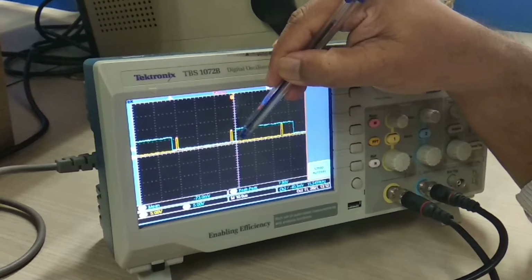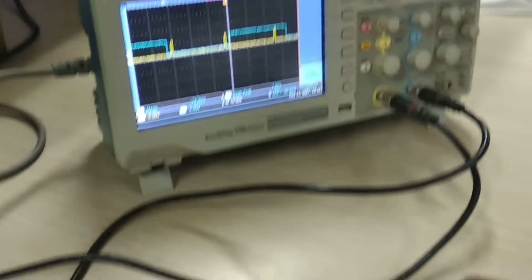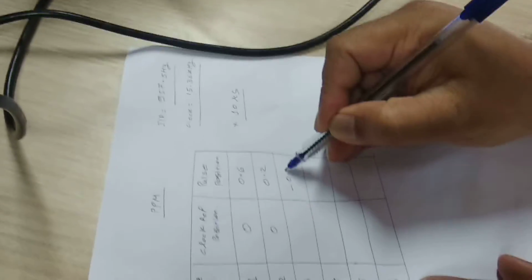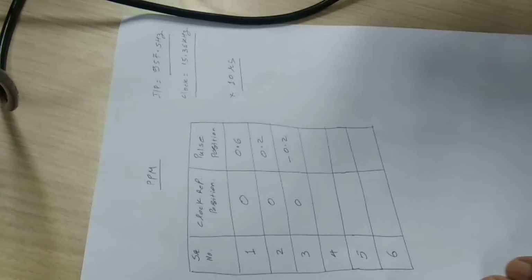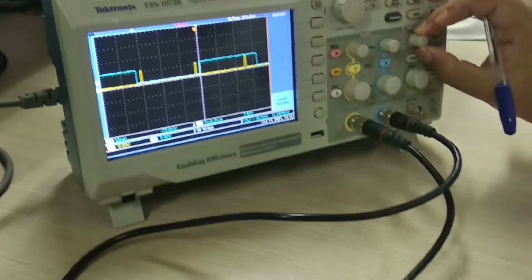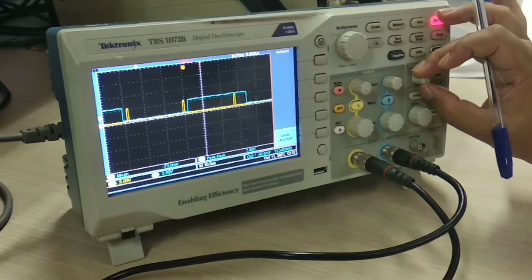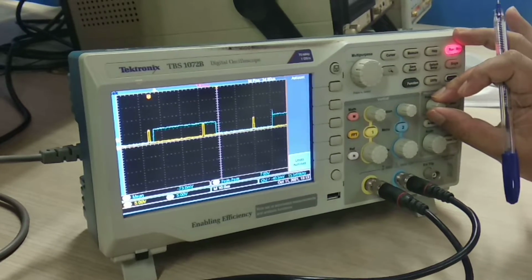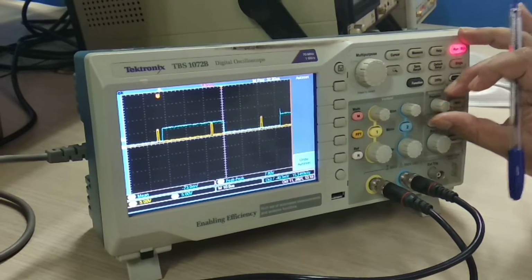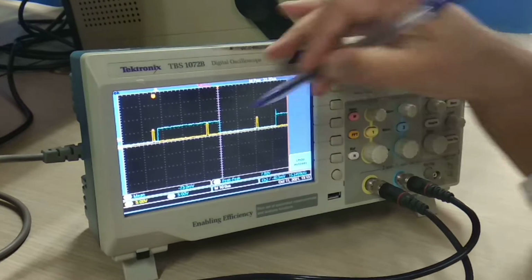So accordingly I will take. So again it is 0.2. So this 0.2 I am taking as minus 0.2. So 0, so this way. So it has changed the position. Now again I will go for the next pulse, and let's see what is the position for that. I am taking this as a reference 0, the blue one.